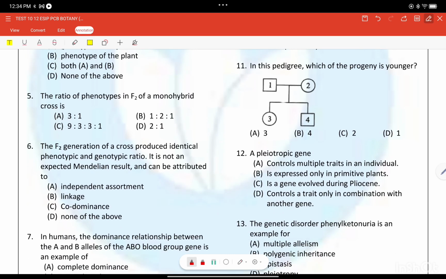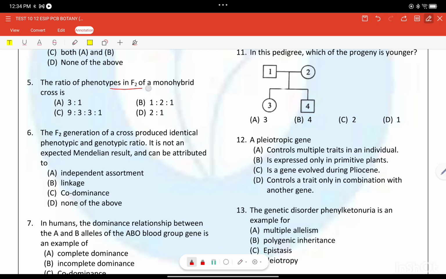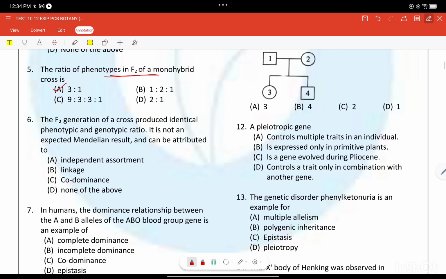Next is the ratio of genotype in F2 of monohybrid cross. In monohybrid cross, the phenotypic ratio of F2 generation is 3:1. And the genotypic ratio is 1:2:1.